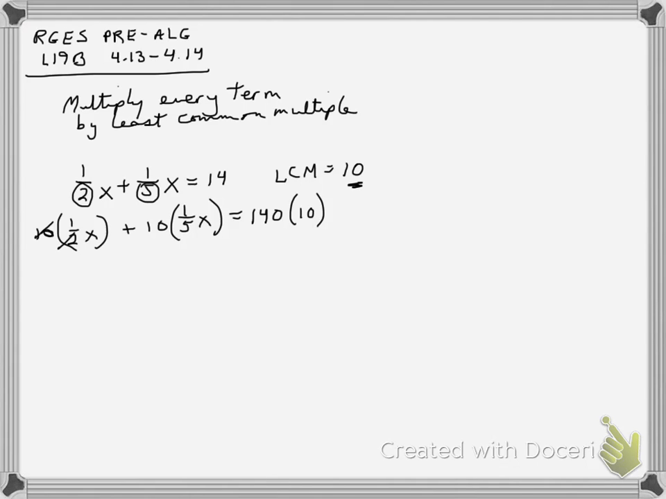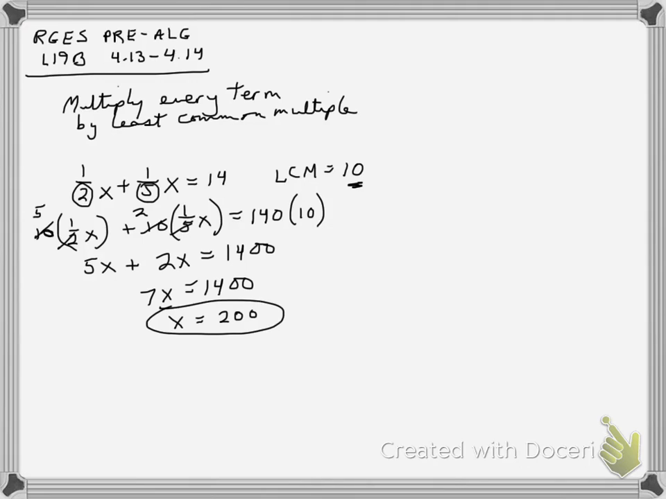Okay. Notice what happens with my first term, which is a fraction. The 2 goes into 10 5 times. 5 times 1 times x is 5x. The 5 goes into 10 2 times. 2 times 1 times x, don't forget your plus there, is 2x. Equals 140 times 10, or 1400. Now 5x plus 2x, that's combining like terms. And now dividing by 7 gives me 2 into 14. 7 goes into 14 2 times. And that's my answer. And isn't that fun?